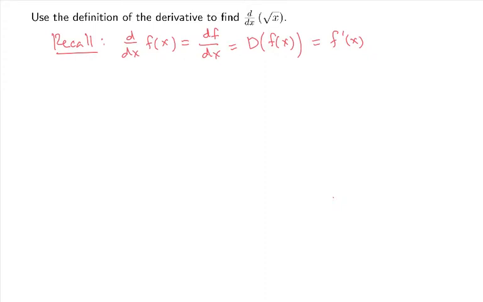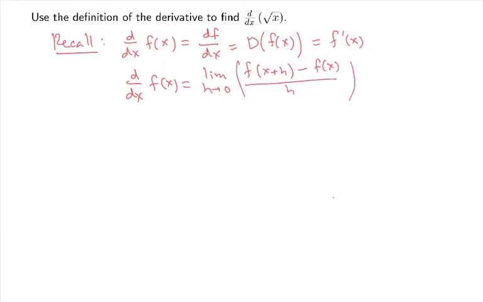The second thing that we need to remember is this definition. So d dx of f of x, how do we define it? Well, derivatives are defined in terms of a limit, right? It's a limit as h gets small of a difference quotient. That difference quotient being f of x plus h minus f of x all over h. And this is the definition that we're referring to.